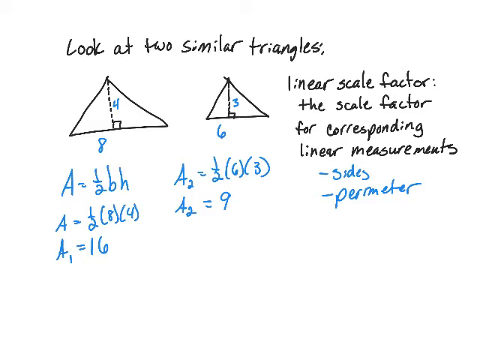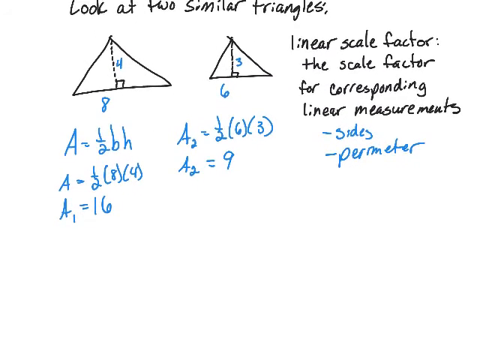Okay, so when you look at those two areas, the scale factor isn't the same as the linear scale factor. So let's look at this. The linear scale factor, which we've been calling R, is 6/8, which reduces down to 3/4. Actually, I could have just said 3/4 because that's what the altitudes are.